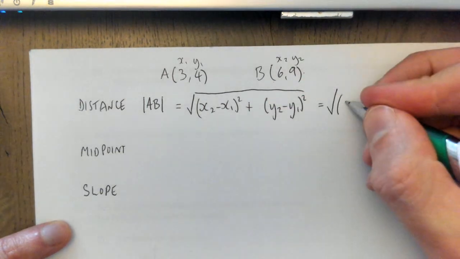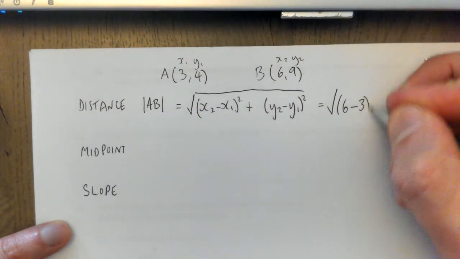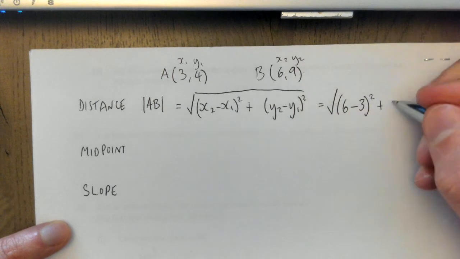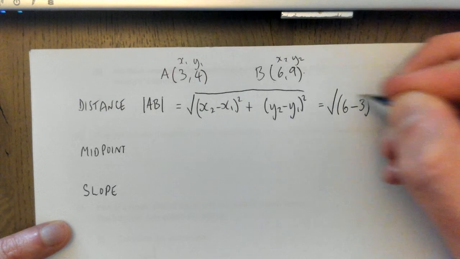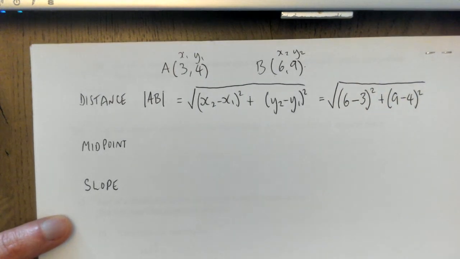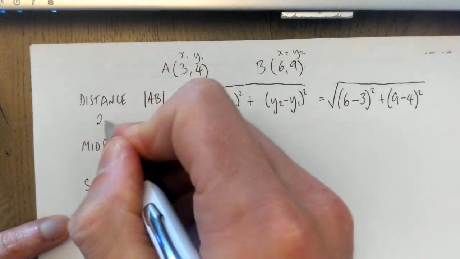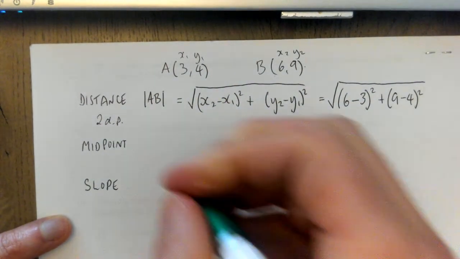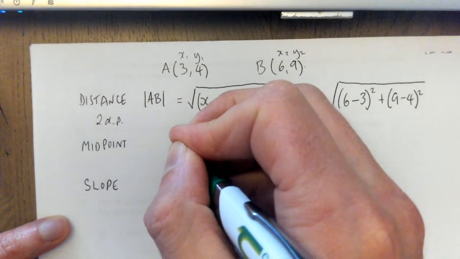So x2 is 6, bracket 6 minus x1, which is 3, all squared, plus y2 is 9, minus 4, all squared. Type that into the calculator, and there's your answer, okay? Normally, if it doesn't say in the question, you do it to 2dp, 2 decimal places.